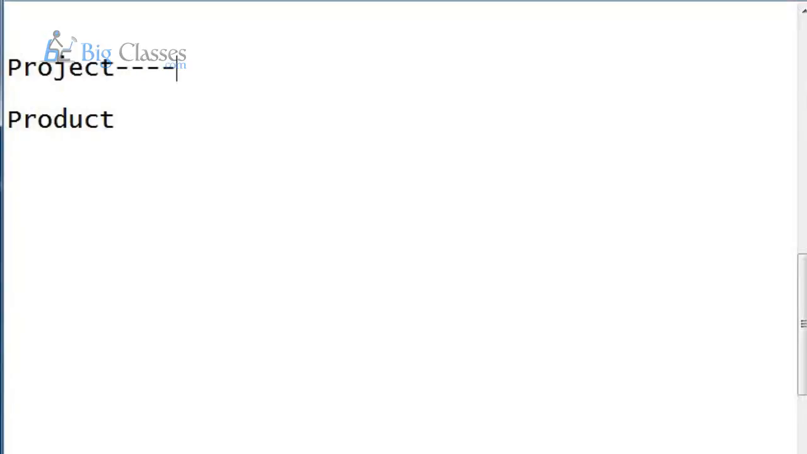See, project means what is developed for a particular customer requirement is called a project. And product means what is developed for multiple customer requirements is called a product. Guys, one software, one application, if it is developed for a particular customer requirement, it's called a project. If an application is developed for a number of customer requirements, it is called a product.